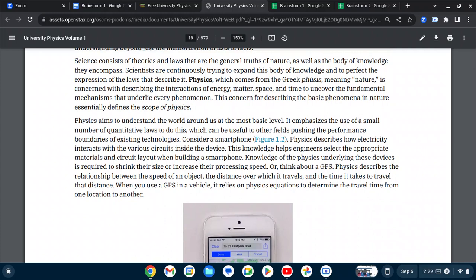Or, think about a GPS. Physics describes the relationship between the speed of an object, the distance over which it travels, and the time it takes to travel that distance. When you use a GPS in a vehicle, it relies on physics equations to determine the travel time from one location to another.